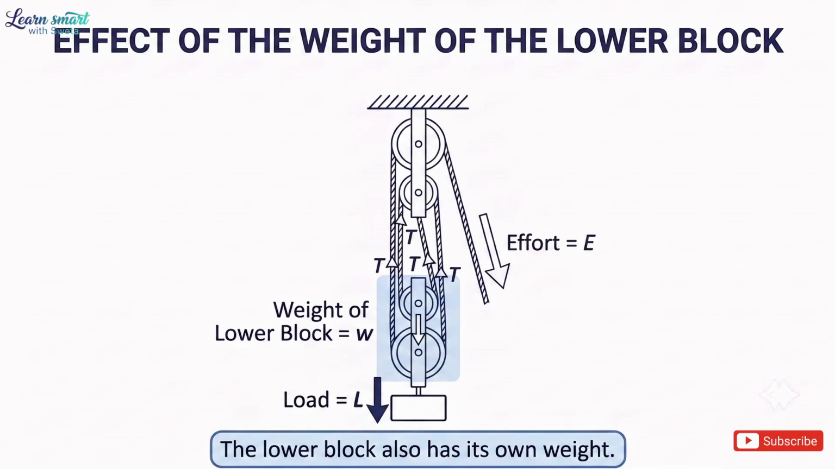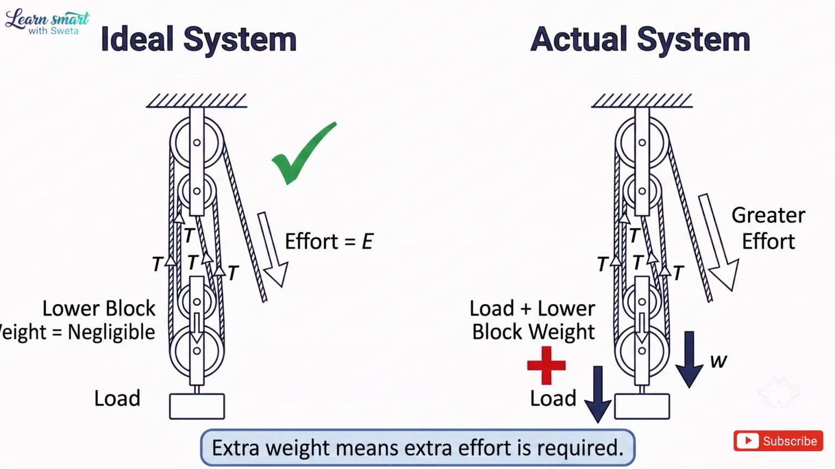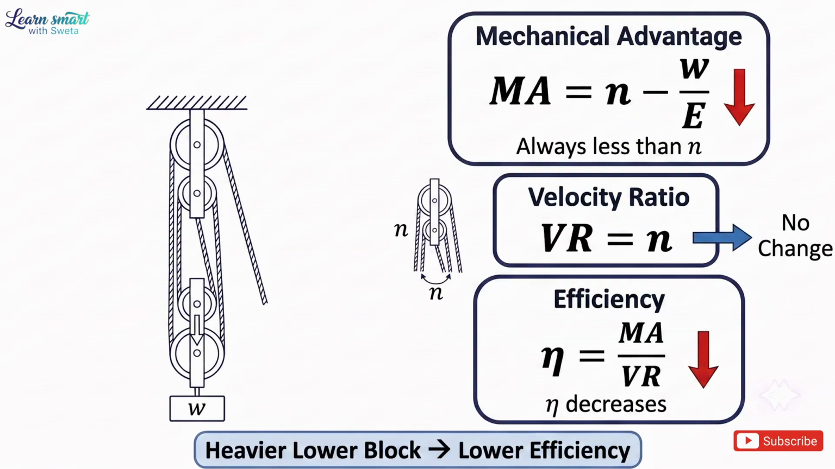Now, one final concept that students often forget. The lower block itself has weight. Let's call it W. Because of this extra weight, the effort increases. So mechanical advantage becomes N minus W upon E, which is always less than the ideal value N. But velocity ratio remains unchanged. Therefore, efficiency also decreases. This tells us something very important. The heavier the lower block, the lower the efficiency.